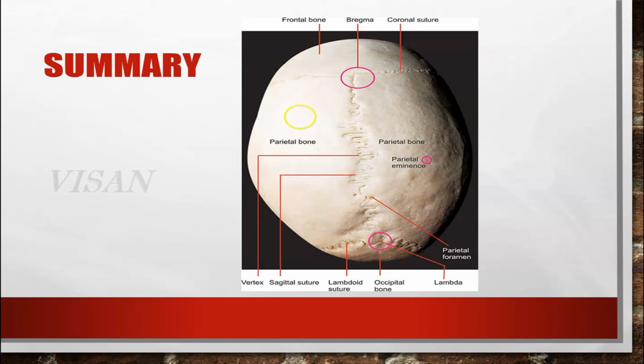We can see the summary of Norma verticalis. The superior view of the skull is called Norma verticalis. It is oval in shape. Anteriorly, the frontal bone is present. Posterior to that, a pair of parietal bones is seen, and posterior-most is part of the occipital bone. Between the pair of parietal bones, the sagittal suture is present. Between the parietal bones and the frontal bone, the coronal suture is seen, and between the parietal bones and the occipital bone, the lambdoid suture is seen. The meeting point of the coronal suture and sagittal suture is called bregma.